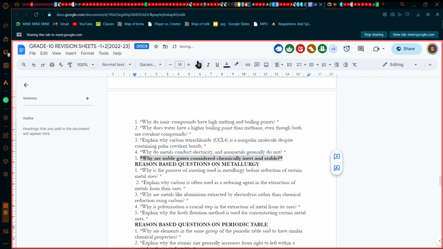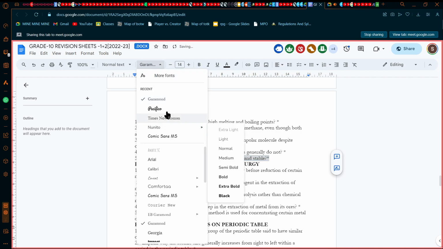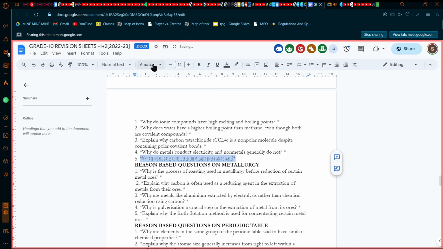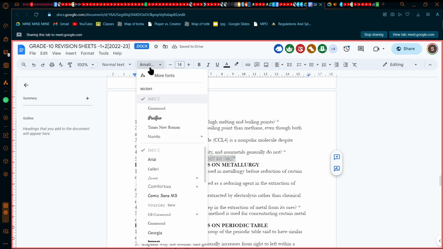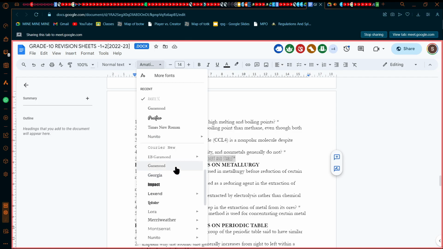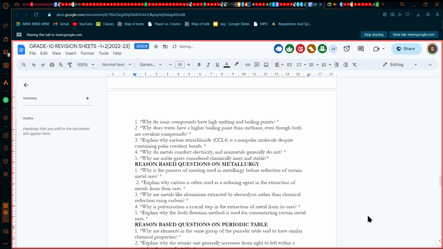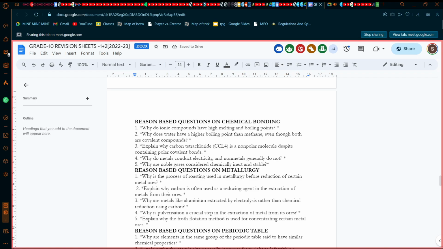Sir has tried to make every single question bold by putting two asterisks, but it did not work. What is this font? Amatic SC. Garamond. James Garamond.